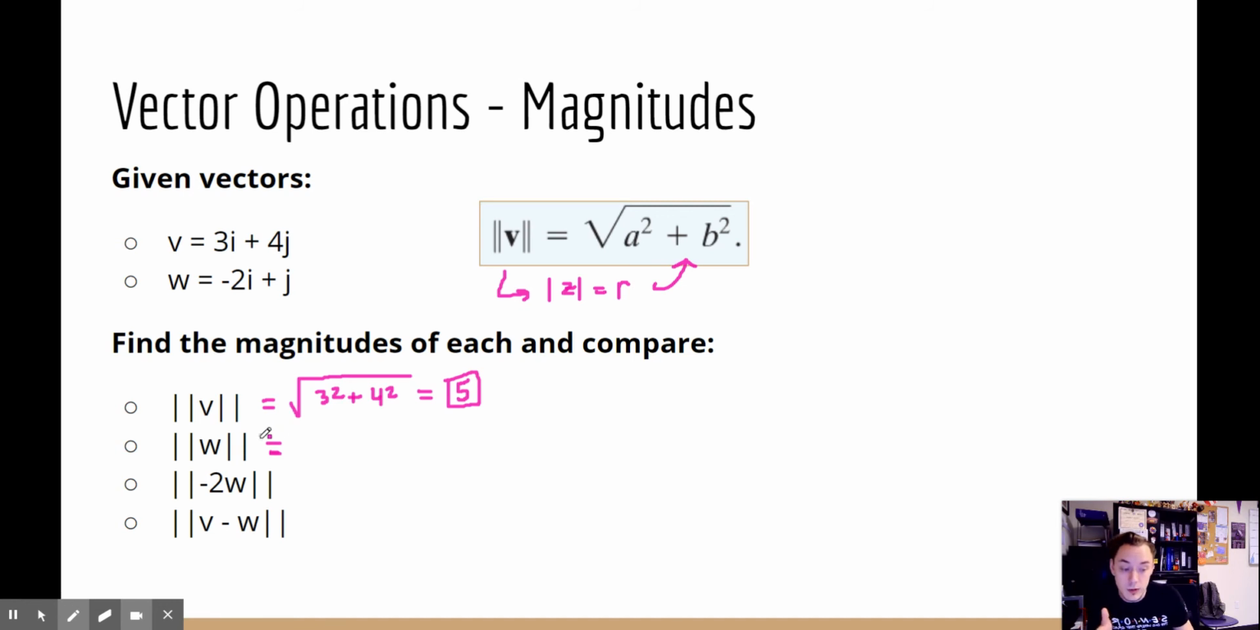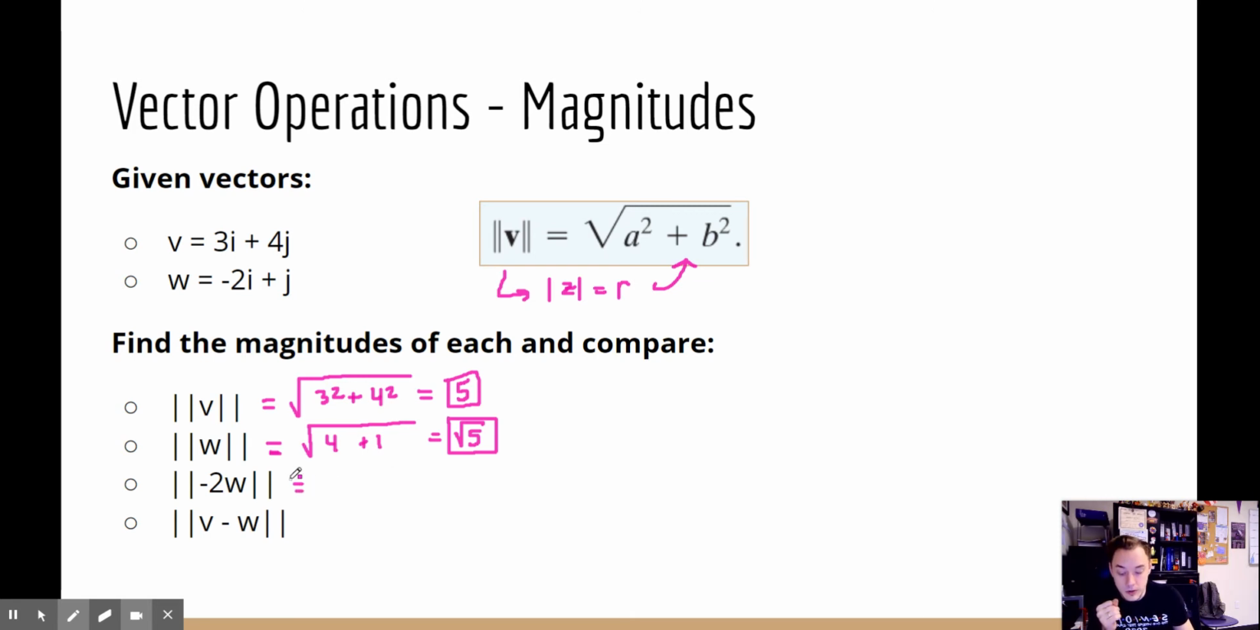Now, with magnitude w, it's a little bit different. So this is going to be negative 2 squared, which is 4, and then 1 squared, which is just 1. So this is going to be radical 5. So that's your magnitude. Again, these are like your r's or your hypotenuses, like your c's.